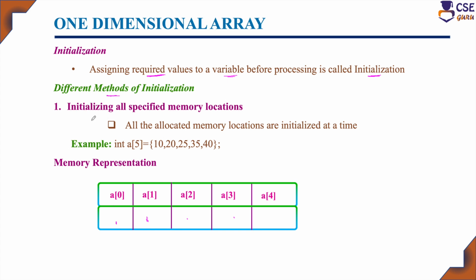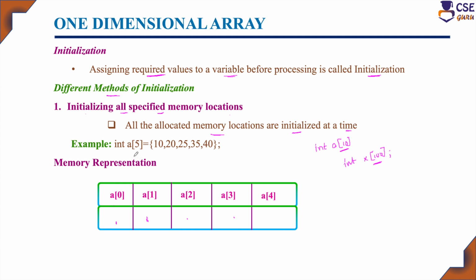So first method is initializing all specified memory locations. That is, if you are declaring int A of 10, all the 10 memory locations, you will assign the values. If you are declaring int x of 100, all the 100 memory locations, you are going to assign the values. That is nothing but initializing all specified memory locations. So all the allocated memory locations are initialized at a time. So at a time, you will assign values to the memory locations, whatever you have allocated during declaration.